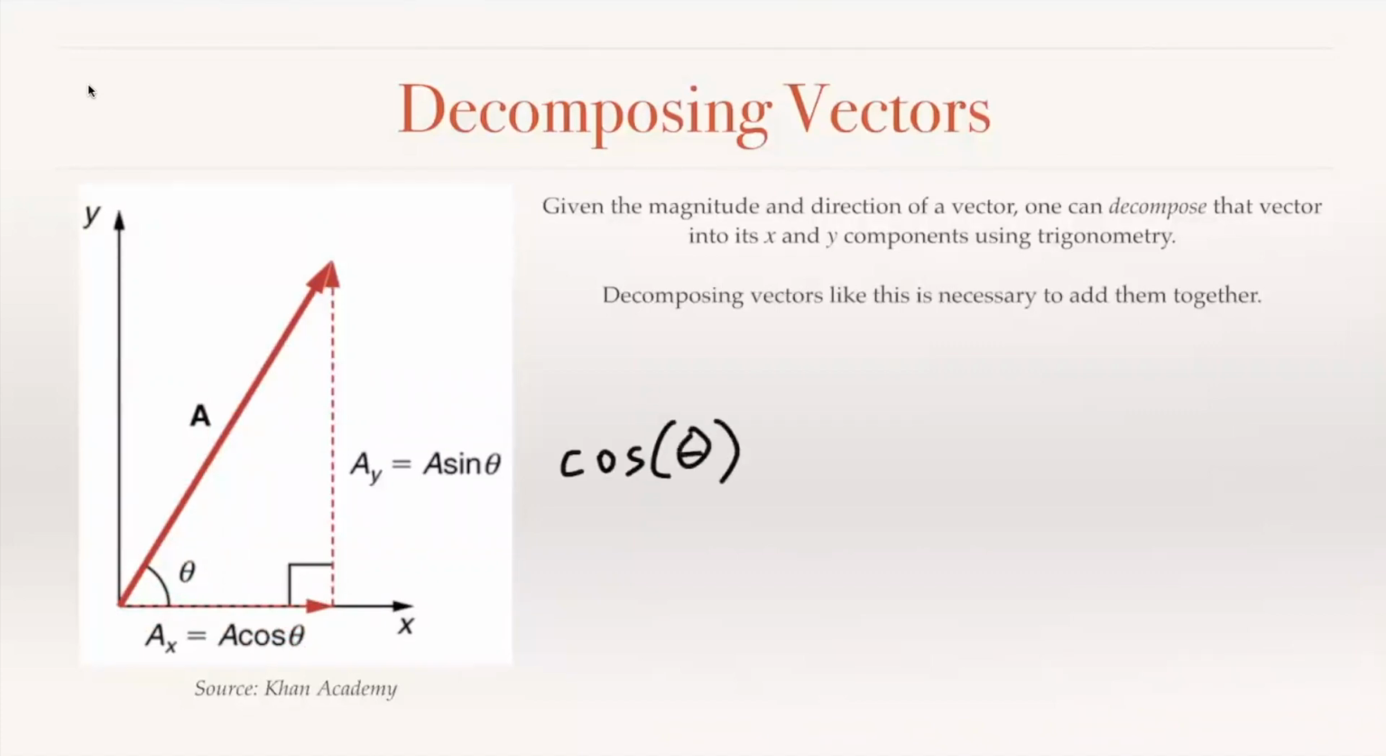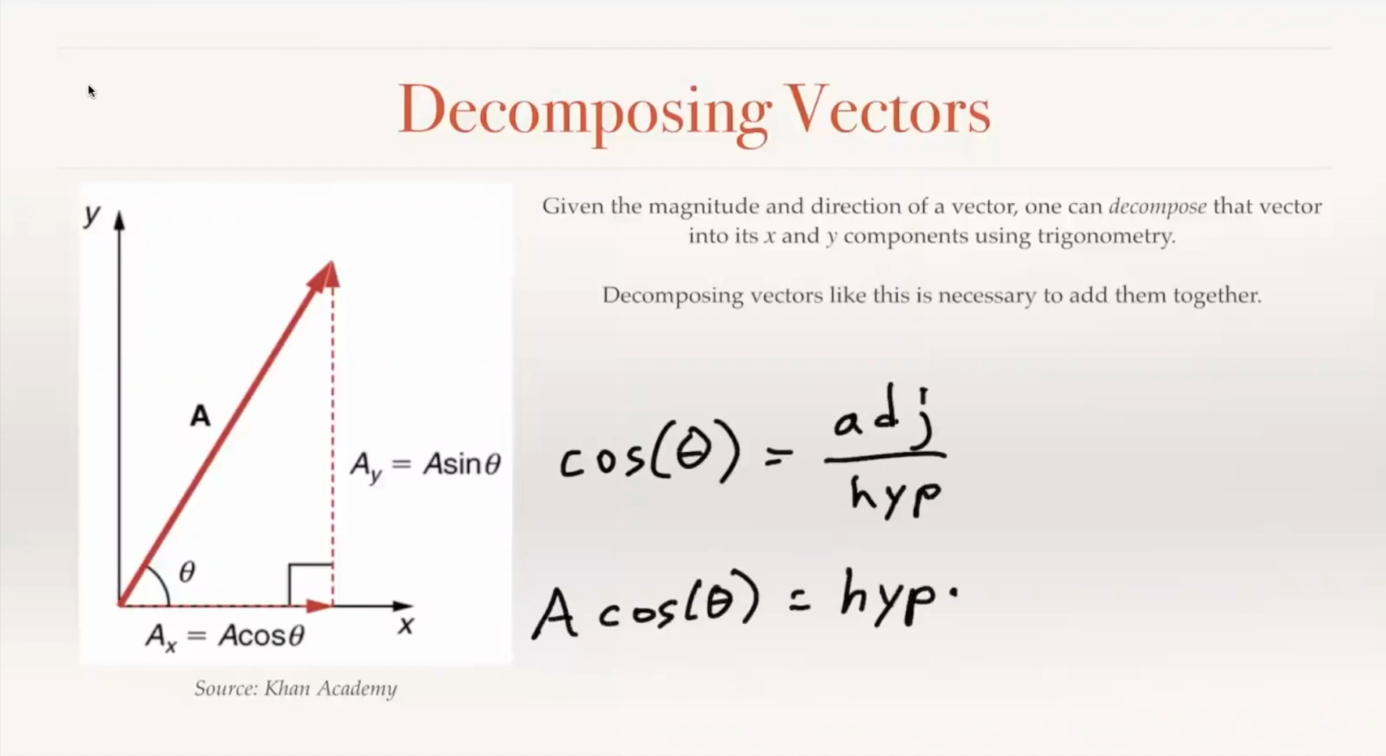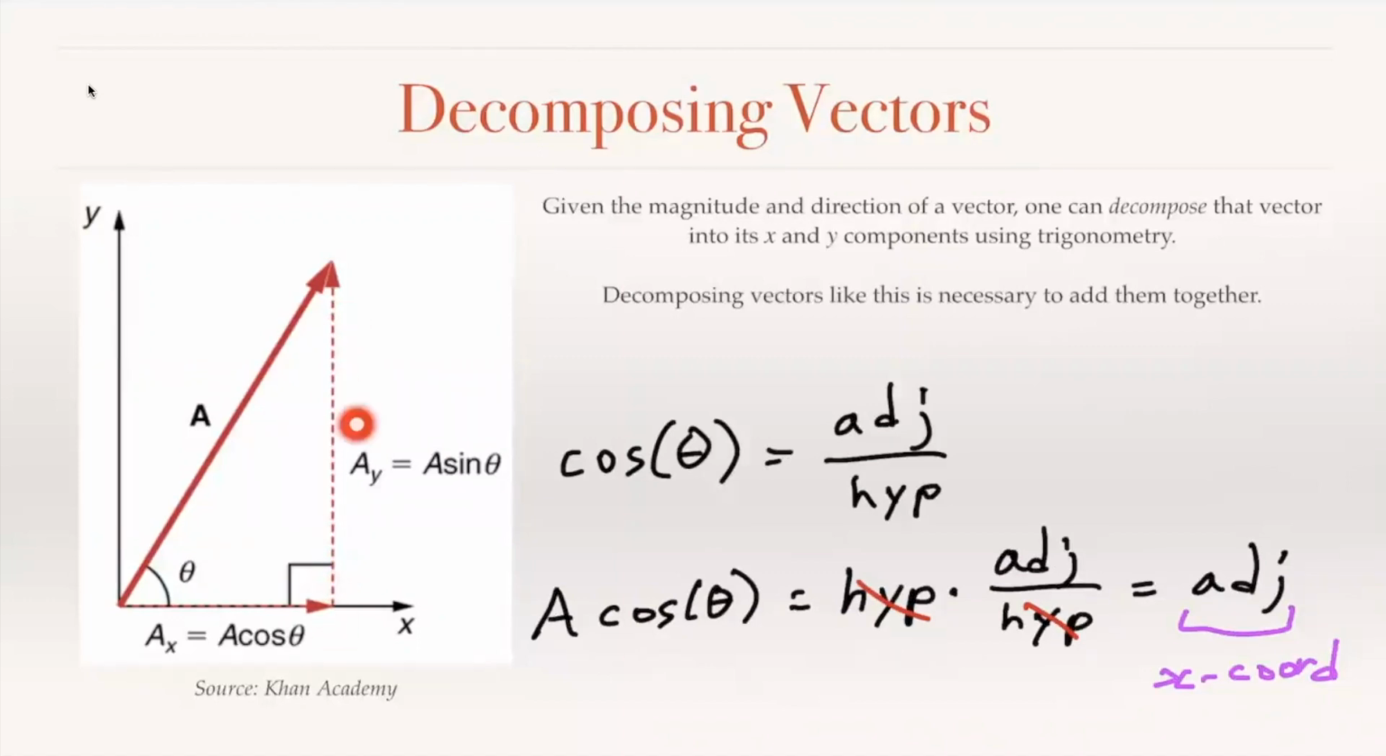Cosine of theta is adjacent over hypotenuse, as you'll recall from trigonometry, and therefore A times cosine of theta: A is the length of the hypotenuse, cosine theta is still adjacent over hypotenuse, and those cancel out, and we get back the length of the adjacent, in this case, the x coordinate. And likewise for the y coordinate. y is the hypotenuse times the opposite over hypotenuse. And decomposing vectors like this will be necessary to add them together using our algebraic definition of vector addition.